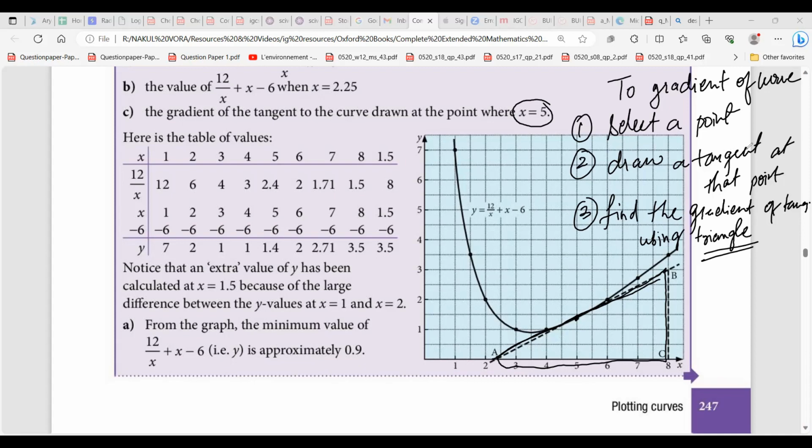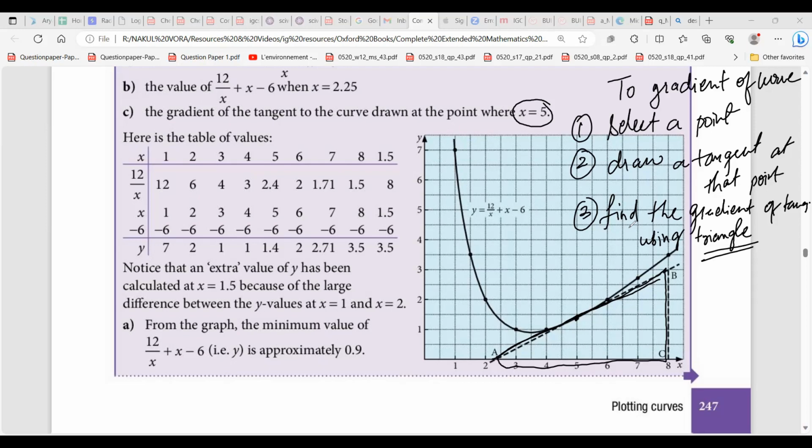Point 2 is draw a tangent at that point. Finally, find the gradient of the tangent using triangle method. Whatever the answer you have got at that point is the gradient of the curve at that point. Make sense? These questions will fetch you somewhere around 2 to 3 marks in your papers, especially your paper 4s. Okay? Most probably this is a part of your paper 4.